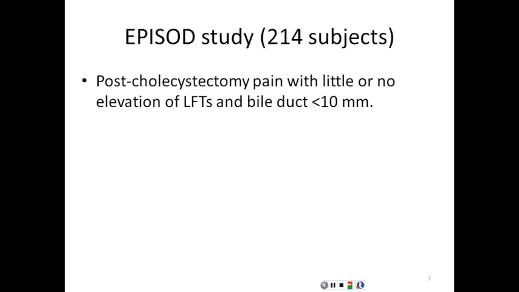So we set up the EPISOD study, the Evaluating Predictors and Interventions in Sphincter of Oddi Dysfunction, some years ago with NIH funding, and we eventually entered 214 subjects into this study with, as you can see, impressive post-cholecystectomy pain, a bile duct of less than 10 millimeters, and little or no elevation of liver function tests. We did allow some fluctuation of liver tests because that's extremely common in the general population. They all underwent ERCP with manometry of the biliary and pancreatic sphincters, and they all got a prophylactic pancreatic stent to reduce the risk of post-procedure pancreatitis.